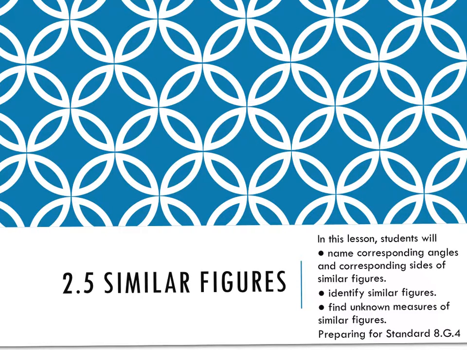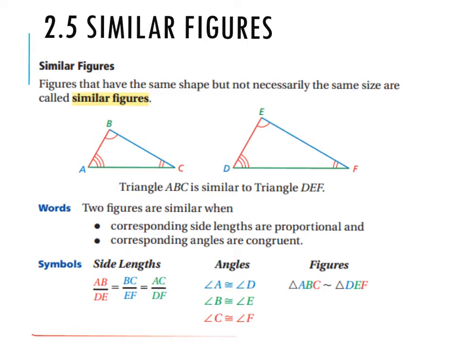Today we will be talking about similar figures. In this lesson, you will be able to name corresponding angles and corresponding sides of similar figures. You should already be comfortable with doing corresponding angles and corresponding sides of congruent figures. We're going to identify similar figures, and then we're also going to find unknown measures of similar figures.